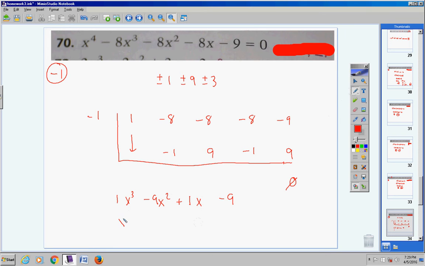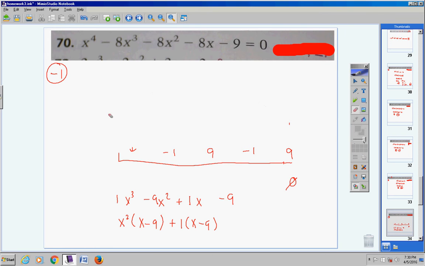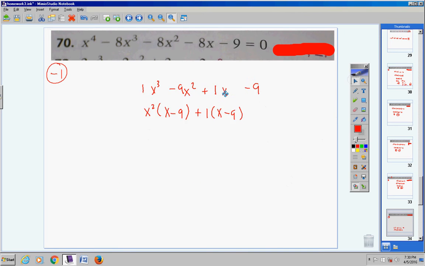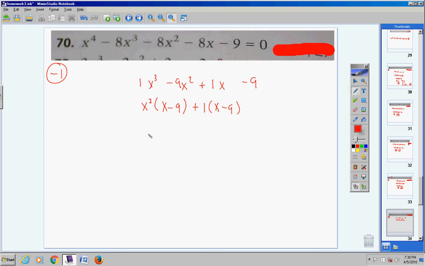Pull out what's common in your first two terms, and you're left with x negative 9. Pull out what's common in your last two terms, that would be a 1, and you're left with x negative 9. So yes, it is factorable, so we do not need any of this. Let's pull this up here. And here we go, let's finish factoring it.